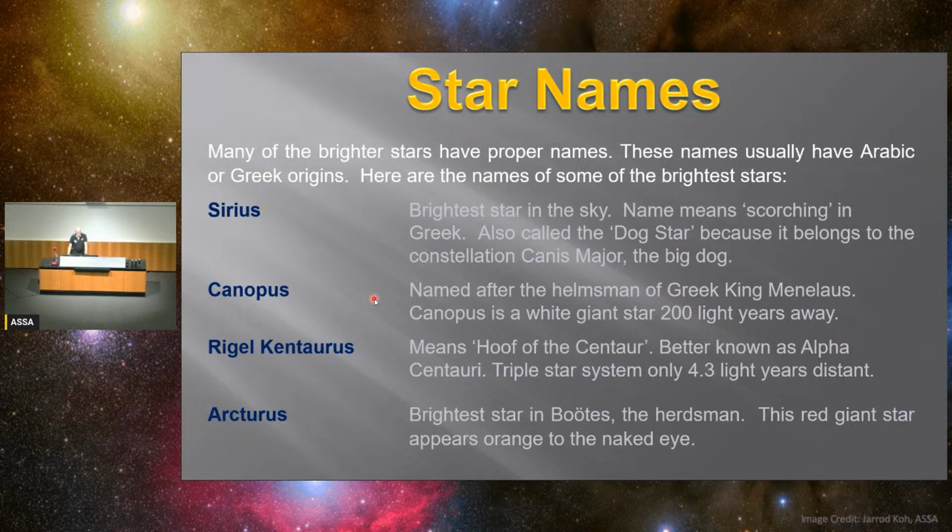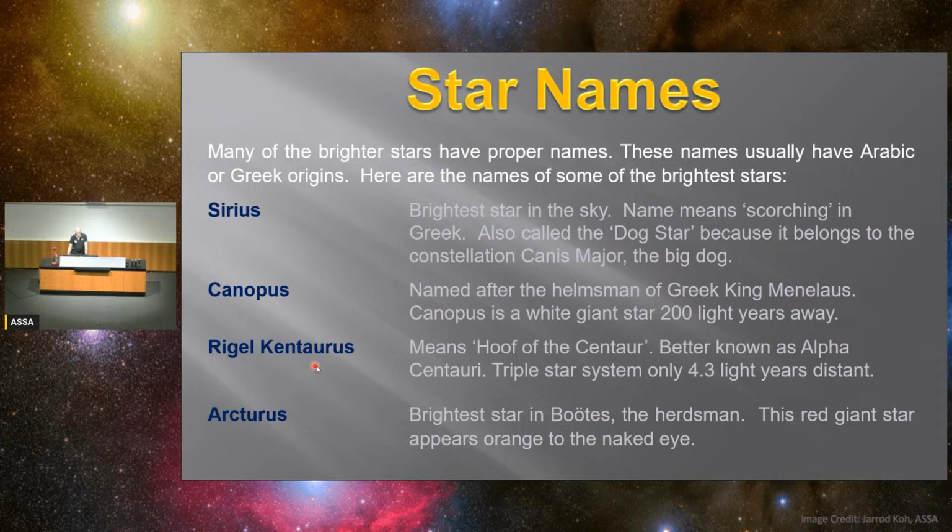Canopus, which is named after the helmsman of the Greek king Menelaus. So Canopus is a white giant star 200 light years away. So it's a long way away, but it's still the second brightest star in the sky. So you can see by that it is actually quite a powerful star.